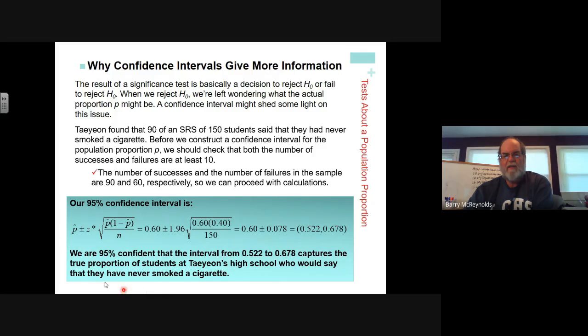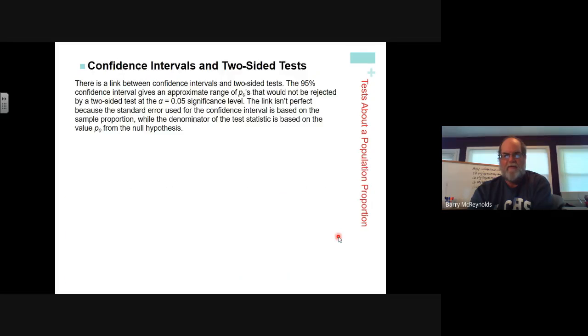And then again, here's a statement of our interpretation. We are 95% confident that the interval from here to here captures the true proportion of students who say they've never smoked. Again, we don't know, it could be as low as 0.52. It could be as high as 0.68. So the confidence interval helps us in this case in terms of helping us know whether the true proportion lies above or below our null hypothesis.